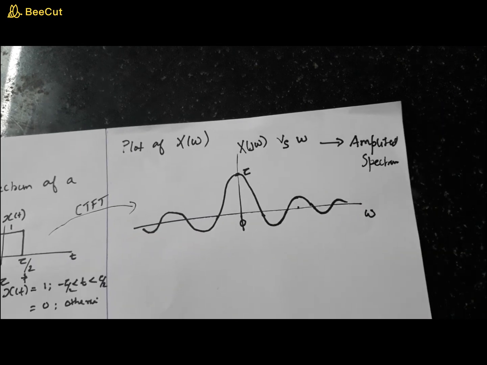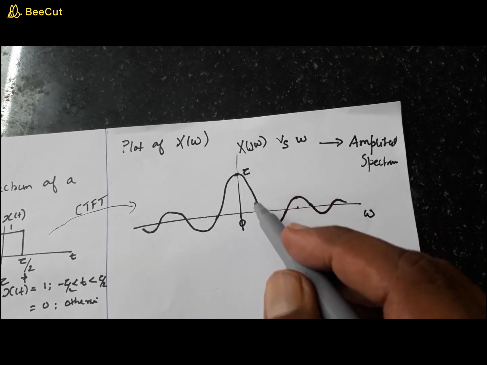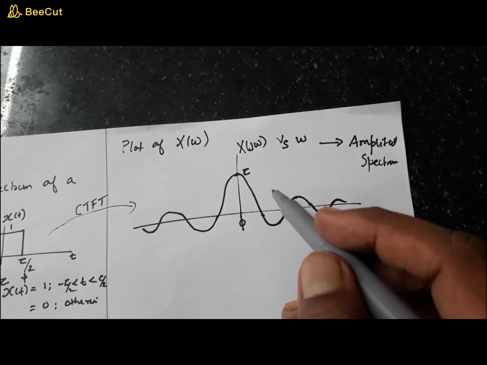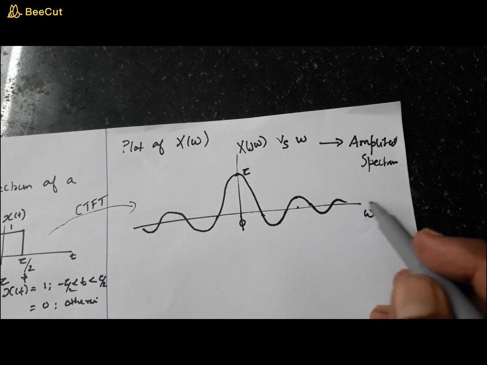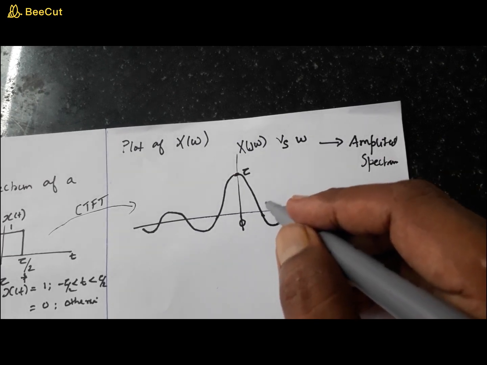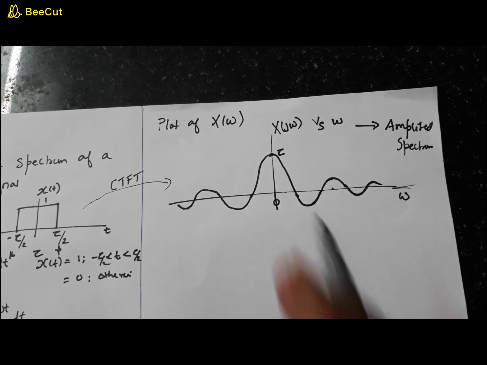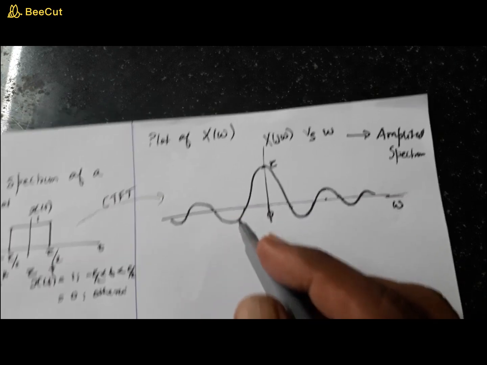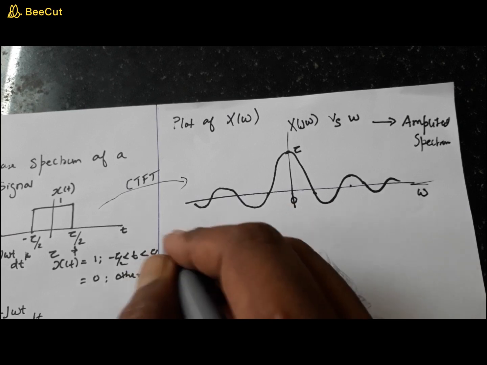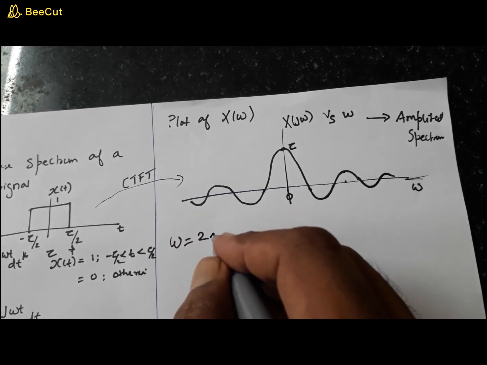Now something about this signal. As you see, it has a sinusoidal variation, and it crosses the real axis, or the omega axis, at zero. These are called the zero crossing points. Can you say which is the zero crossing point here? Let us see what happens at omega equal to 2 pi by tau.